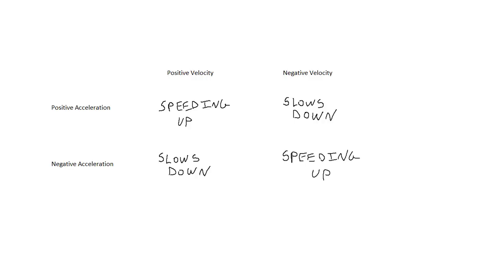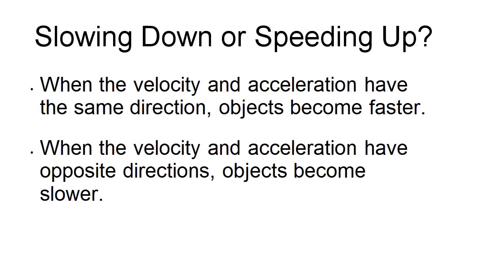So let's go ahead and get this in our notes. So as a summary, when the velocity and acceleration have the same direction, objects become faster. When the velocity and acceleration have opposite directions, objects become slower. You will definitely want to get this in your notes because we will be using this principle quite often to determine things about objects that are in motion.